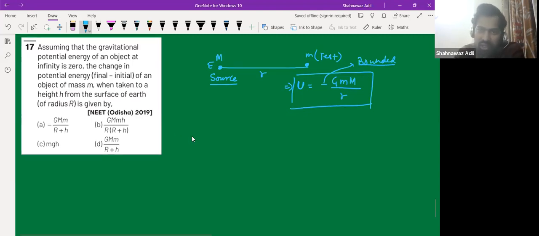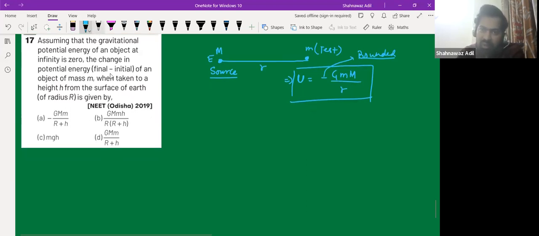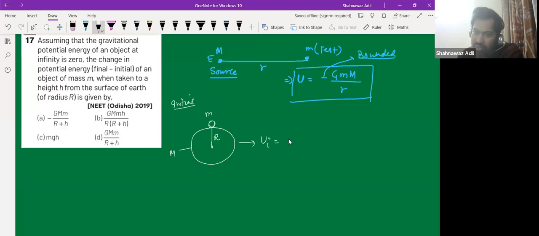Now, initially where is the object? Initially this is the earth, right? And the object is at the surface. This mass is at the surface, so this separation is r. So we know that this is the initial part. Initially this would be how much? This would be minus GMm divided by r. So this is the initial gravitational potential.